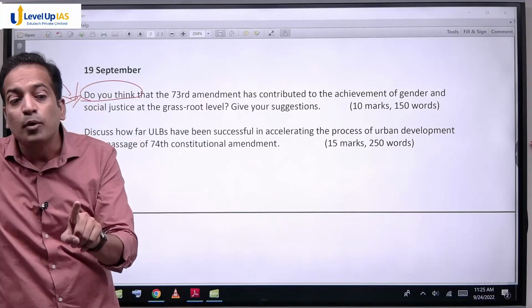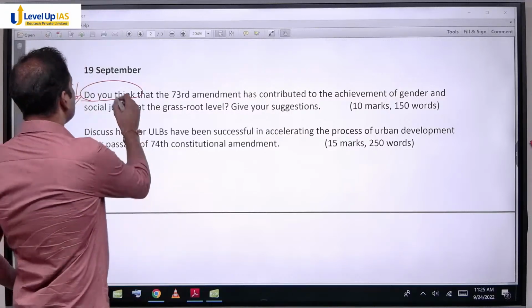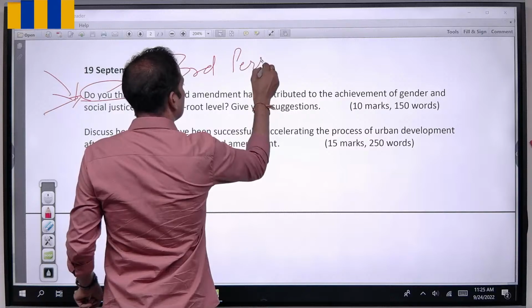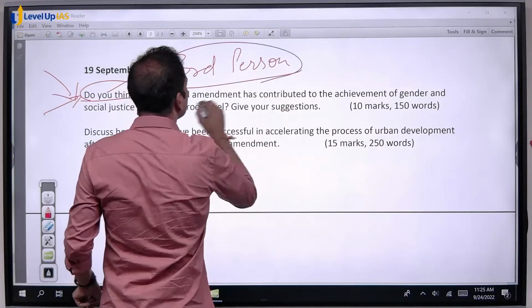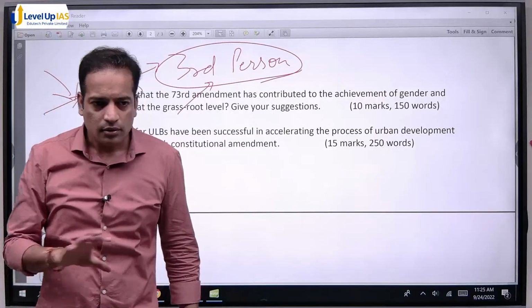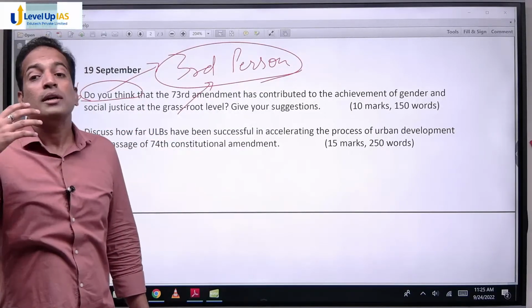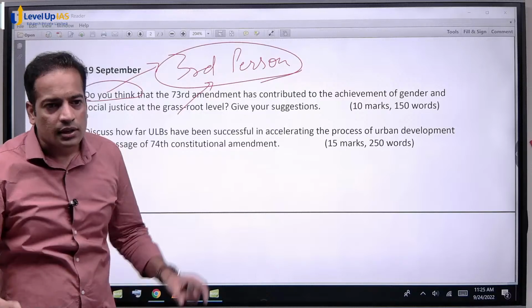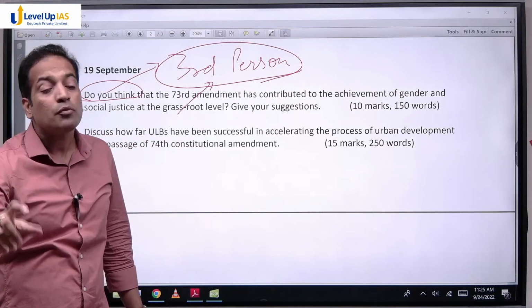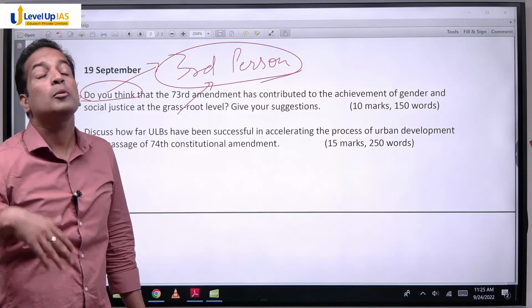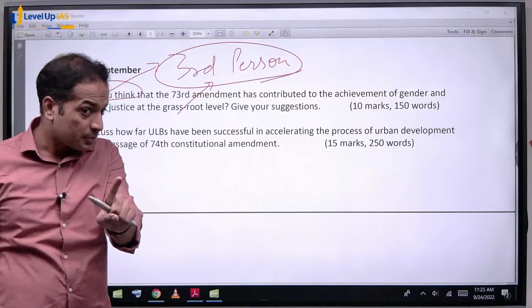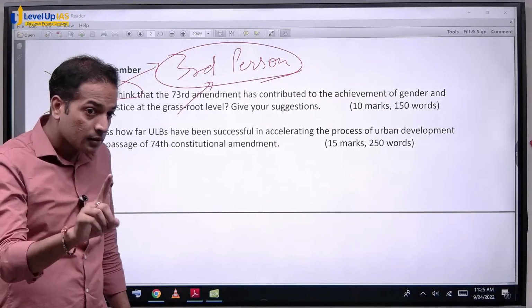And another important aspect is that always write in third person. Do not write so I think. Rather, it is suggested, it would be better, it would be beneficial. Something like that. Not in first person, in third person.